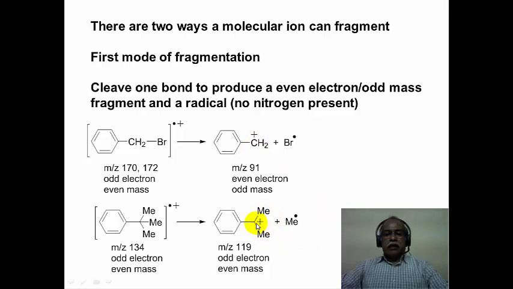This is a dimethyl substituted benzyl cation. It should be even more stable because it is a tertiary cation compared to this one. Once again, you start with an even molecular weight. After the fragmentation, to get rid of this methyl radical, you get an odd mass, which is 119. The molecular ion is an odd electron species with an even mass, and the fragment is an even electron species with an odd mass. This is what is meant by the statement that cleavage can produce an even electron, odd mass fragment.